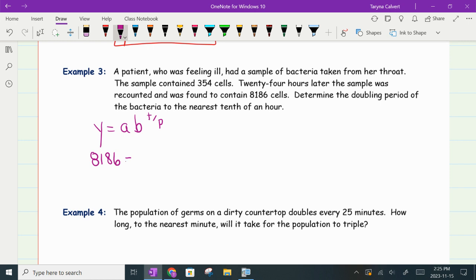It started at 354. What's my B value? Yep, because it is talking about doubling, right? Determine the doubling period. So this is the key right here. Determine the doubling period. So that's my P, right? Is what I'm trying to find. So it is doubling.